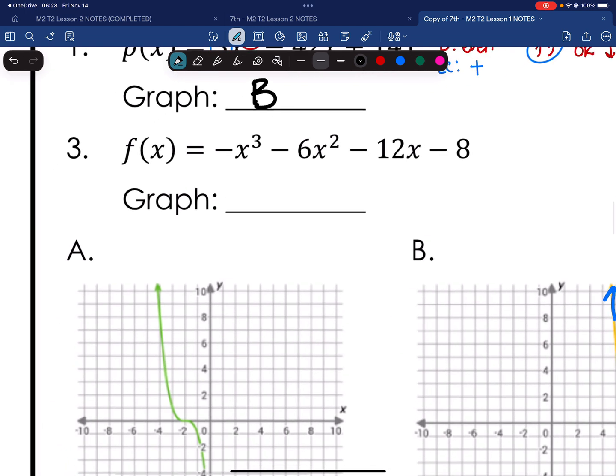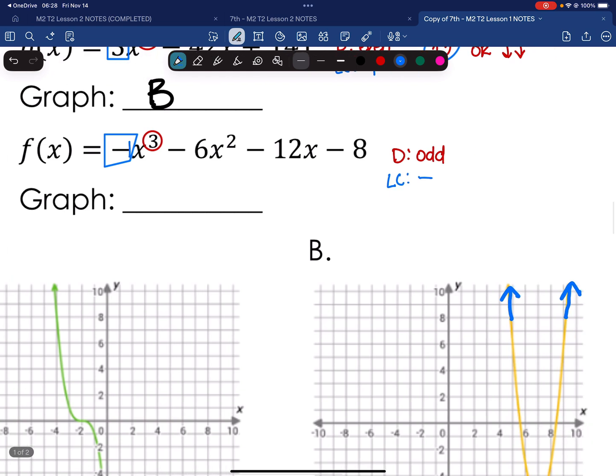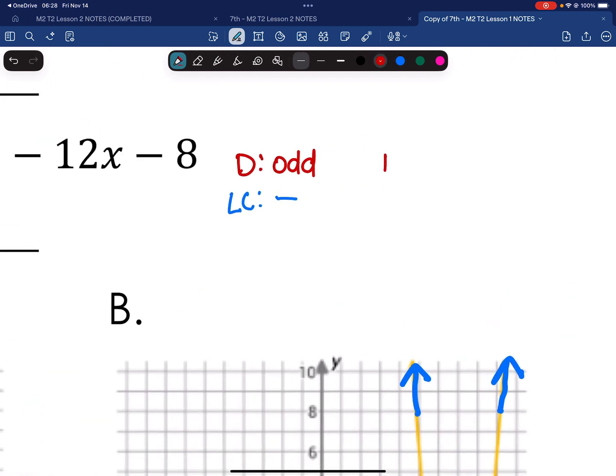Now, if we look at number 3, what is our degree of number 3? The highest exponent is 3, which means our degree is odd. Then we look for our leading coefficient. Our leading coefficient is the number in front. Now, remember, there is a 1 attached to that, but what really matters is that our leading coefficient is negative. Now, with odd degrees, you can either have it going down and up, or you can have it going up and down.